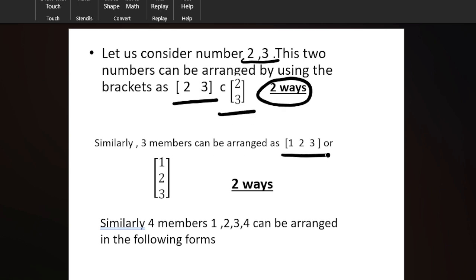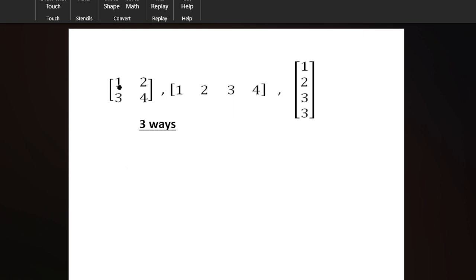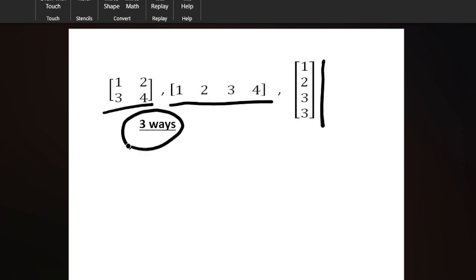Similarly, if I take three numbers 1, 2, 3, here also we can write in a horizontal line 1, 2, 3 or a vertical line 1, 2, 3. So there are two arrangements again. Now if I take four numbers 1, 2, 3, 4, we can arrange them like this: two horizontal lines, 1, 2 in one line and 3, 4 in another, and two vertical lines, 1, 3 and 2, 4. So this is one arrangement. Again, one horizontal line containing all four numbers, or one vertical line containing all four numbers. So for four numbers we are having three arrangements.